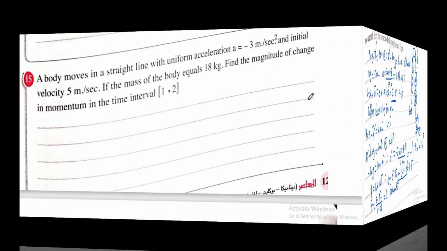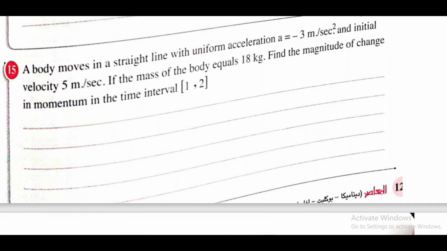A body moves in a straight line with uniform acceleration a equals negative 3 centimeter per second square and initial velocity v naught 5. If the mass of the body is 18 kilogram, find the magnitude of the change in the momentum in the interval from 1 to 2.